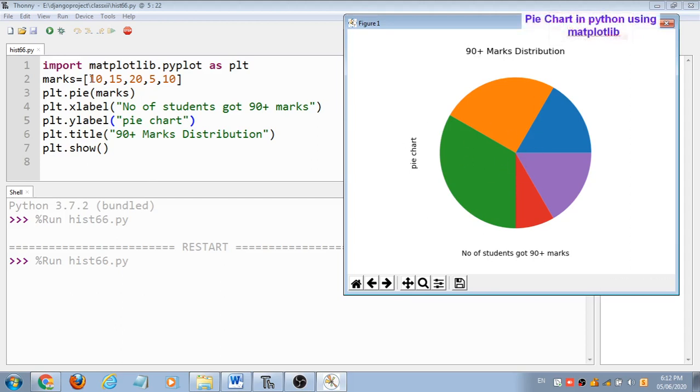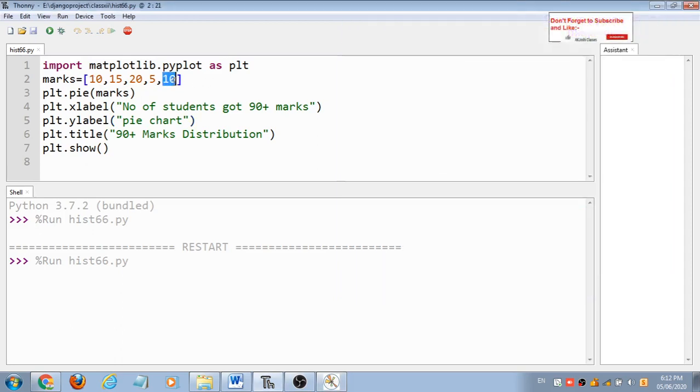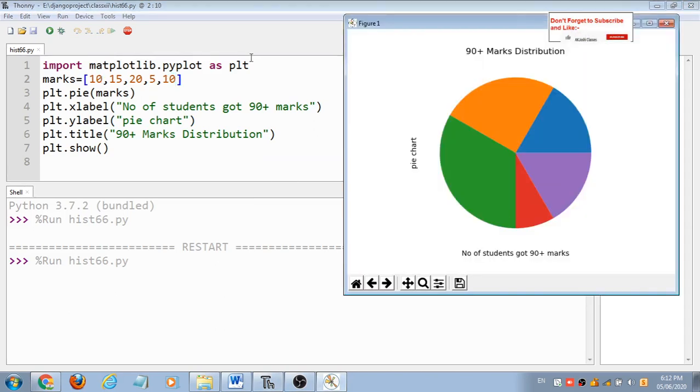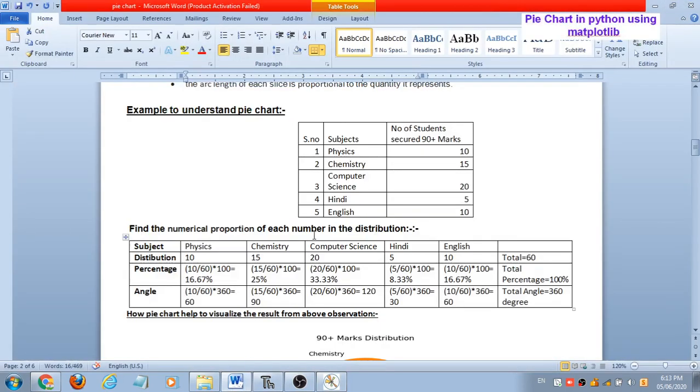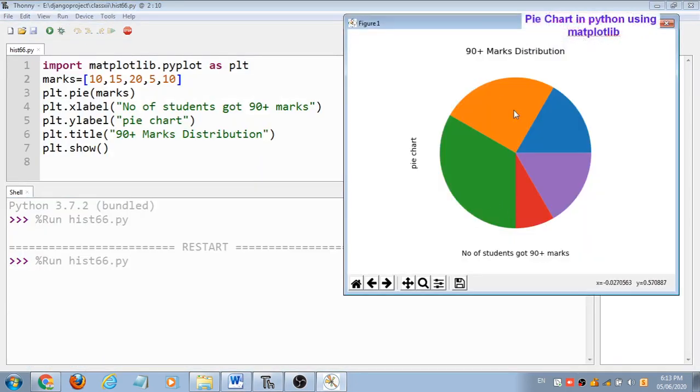The system automatically finds the corresponding angle and the corresponding percentage of each value. Means 10, 15, 25, 10, it first calculates the total, then finds the corresponding proportion of each value. Means for this 60, you can see these two having the same value. The graph starts from here, so this angle and this angle should be the same. You can see that this angle is 60 degree as per our calculation, and this is also 60 degree.